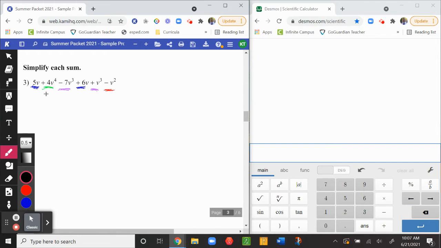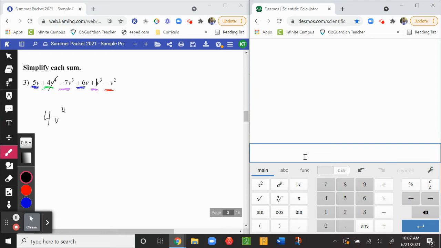I'm going to start with the highest degree first. This positive 4v to the fourth. There are no other quartic terms, so I get to just start off with that, 4v to the fourth. Great. Now I need to look for cubic. Negative 7v cubed plus v cubed. I might remember that the invisible coefficient is 1, and that can help me with my arithmetic. I'll combine those like terms.